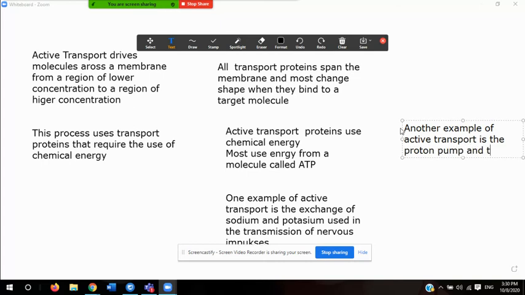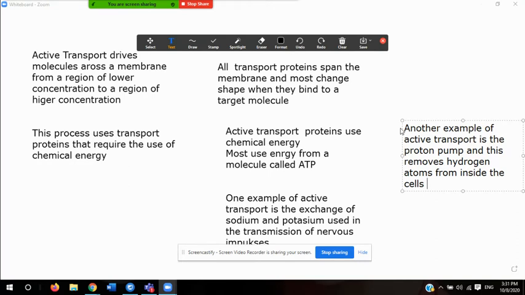And this removes hydrogen atoms from inside the cells. So again, it's very important, or the sodium ion pumps, which is also referred to that, are very important in the generating of nervous impulses.